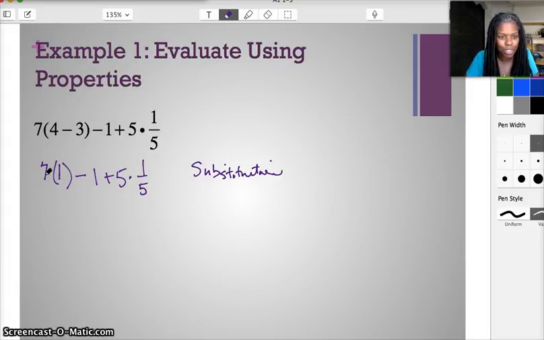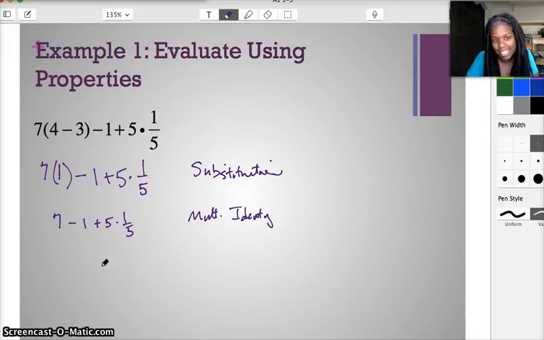The next thing I'm going to do is actually multiply. 7 times 1 gives me 7. So what property did I just use there? I used the multiplicative identity. You see that? Because anything times 1 is itself. The next thing I'm going to do is this multiplication over here. When I do that, 5 times 1/5 is going to give me 1. I've used the multiplicative inverse.